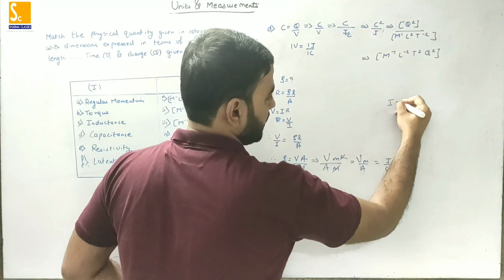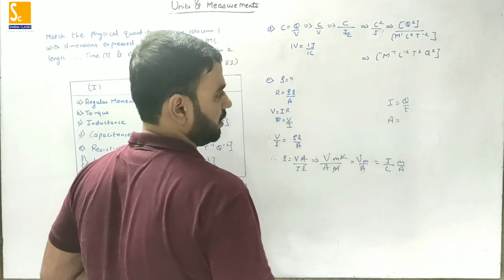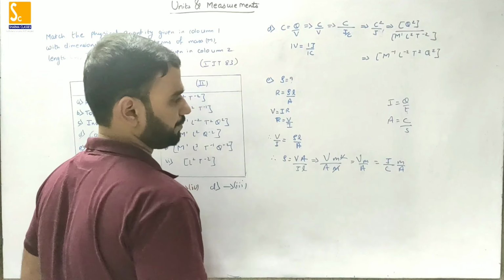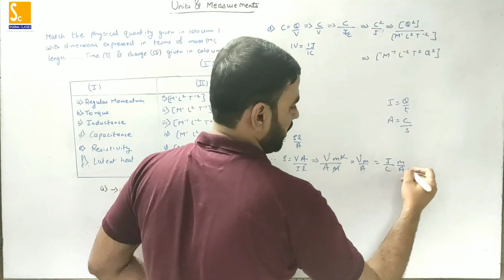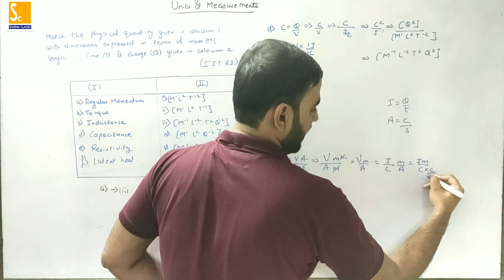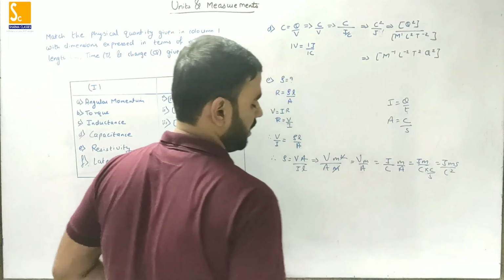We know that current is nothing but rate of flow of charge. SI unit of current, ampere. SI unit of charge, coulomb. SI unit of time, second. So instead of ampere, I will write coulomb upon second. So joule meter second upon coulomb square.